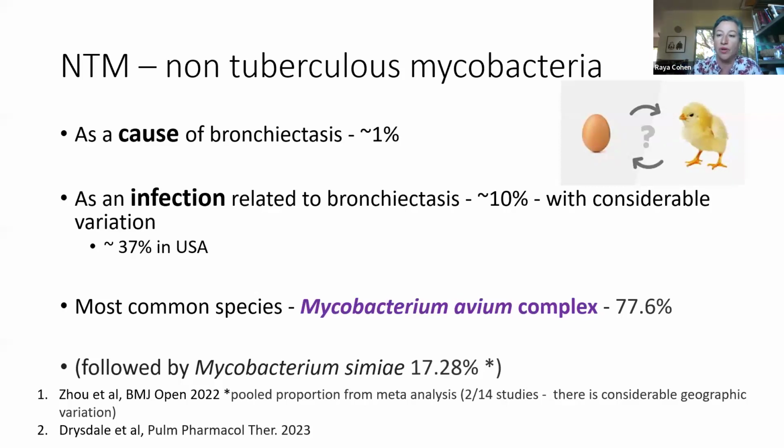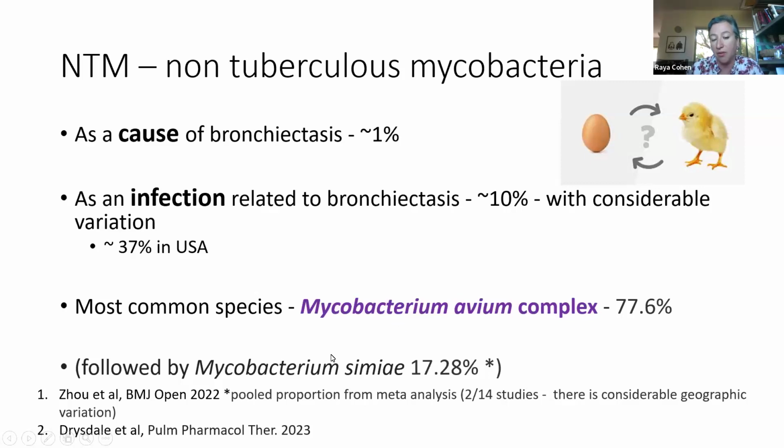Okay, so I want to say a few words about non-tuberculous mycobacteria. They can be a cause of bronchiectasis and were described as a cause in about 1% of patients in the EMBARK registry. They can also be an infection complicating bronchiectasis in a considerable number of patients, about 10% in a meta-analysis, but with a lot of variation. In the United States, they were described as a complicating infection in around 40% of patients. So there is really a huge variation.